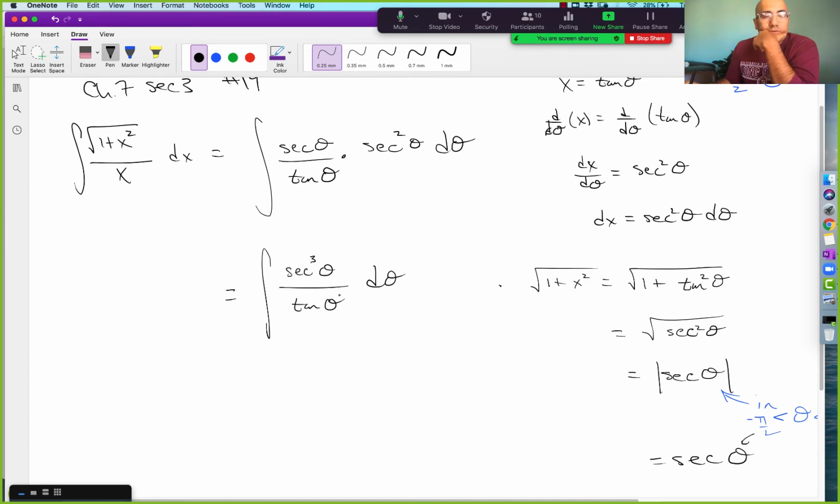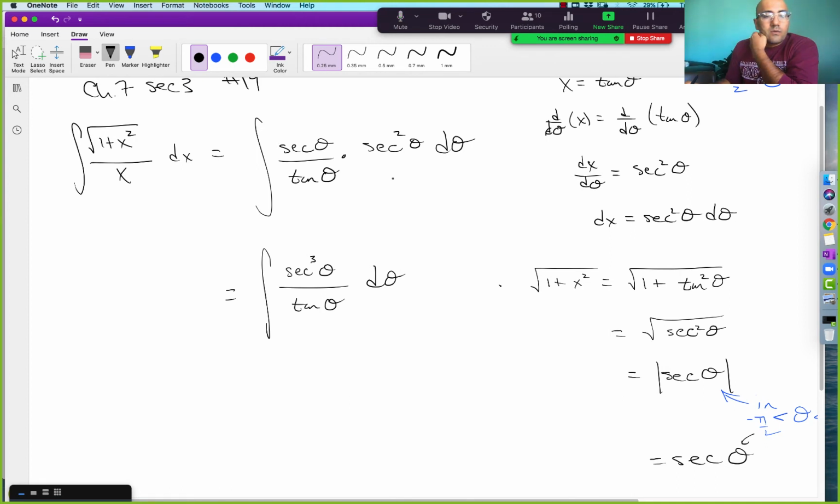Well, what to do? If we're doing a u substitution, then we can let u equal tangent. Its derivative would be secant squared, so that would be good. But then we'd have an extra secant running around. Seems unhappy.